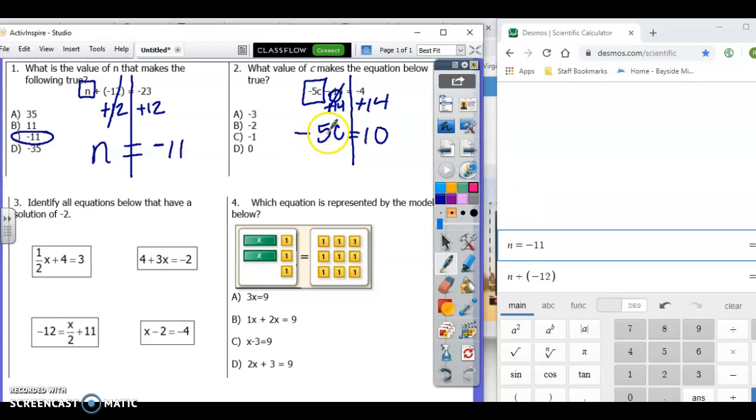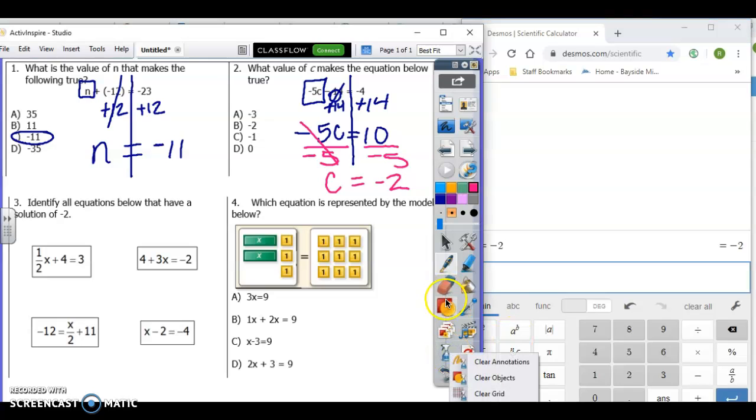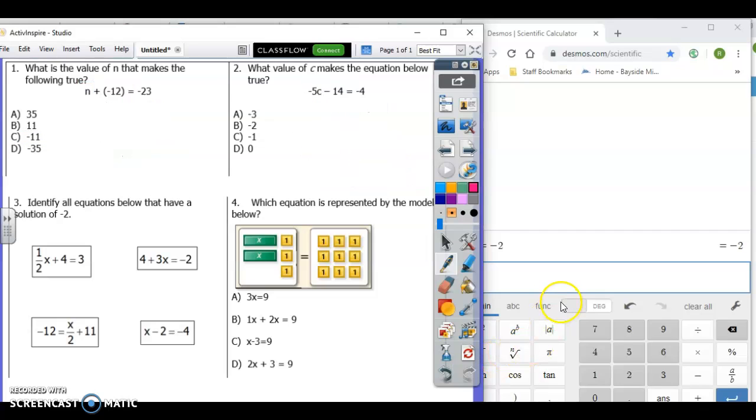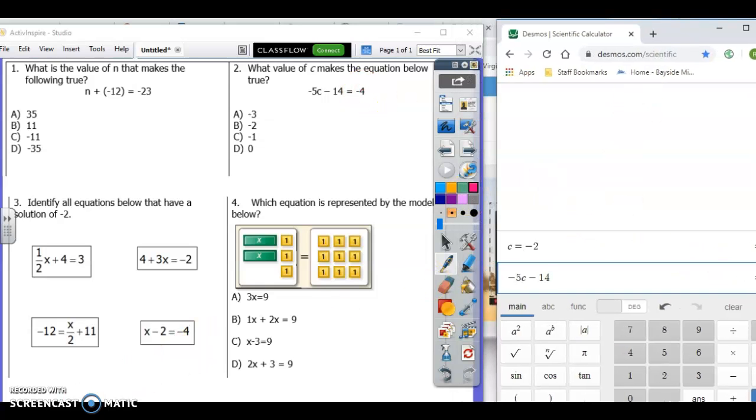So the opposite of negative 5 times c is divide by negative 5. So this cancels out. So I get c is negative 2. So I'm going to check that to make sure that I have the right answer. So I think c equals negative 2. So then I come and I'm going to type in the actual problem and clear this out so I can see it. So the problem was negative 5 times c minus 14, and it should be a negative 4, and that's what we got. So that means we got the right answer.